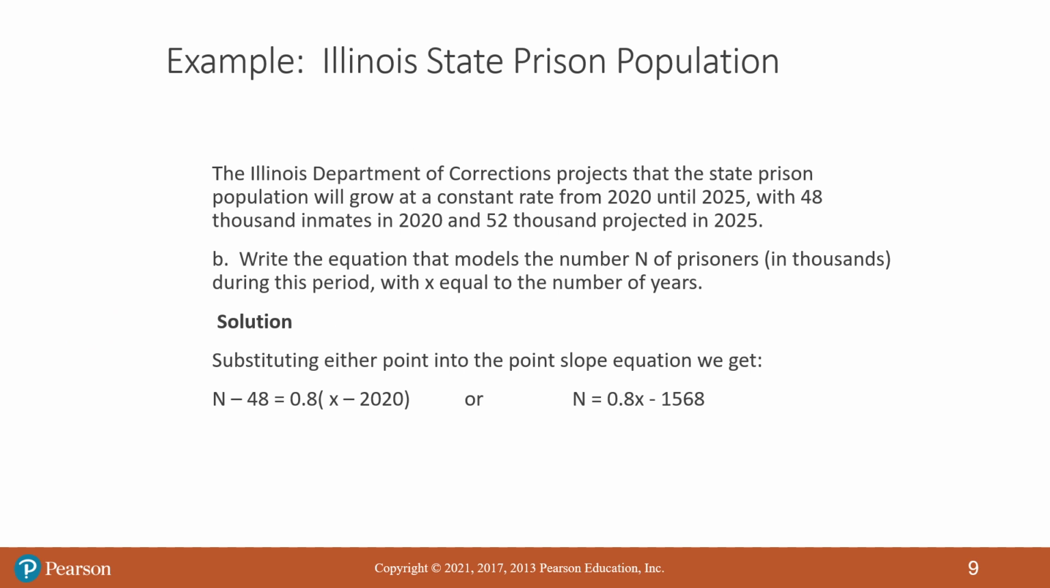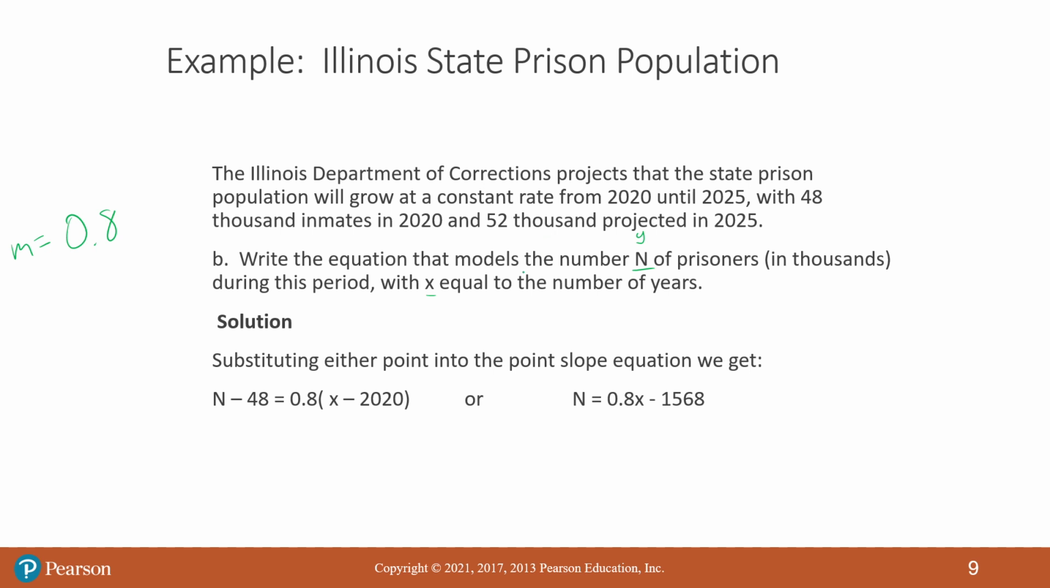Keeping with that same question, part B says, write the equation that models the number n of prisoners in thousands during this period with x equal to the number of years. So we found the slope in our last problem. The slope was 0.8. I changed it up a little bit here. Instead of using a y, they use an n. They still use the x though.